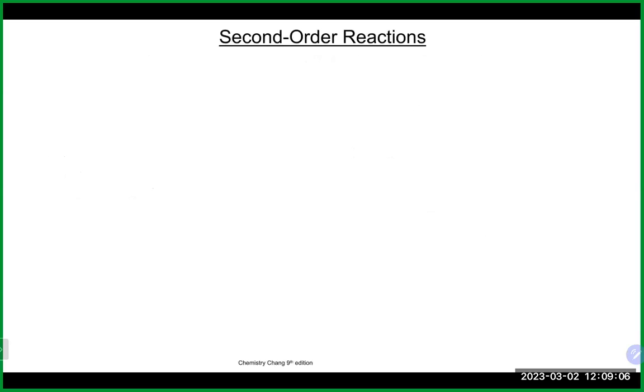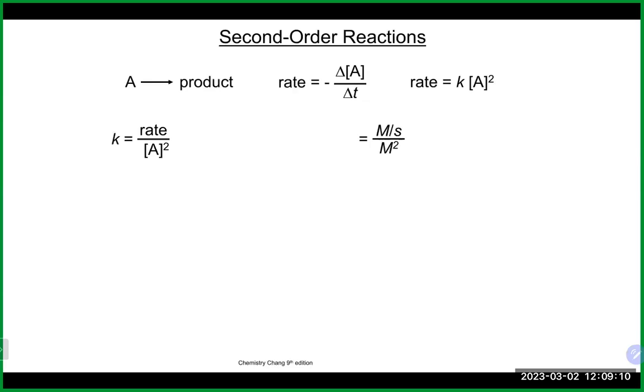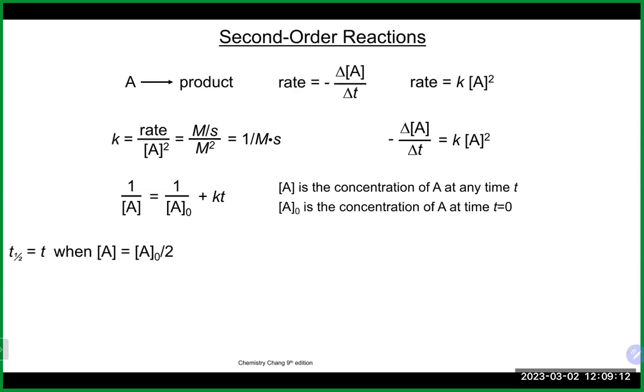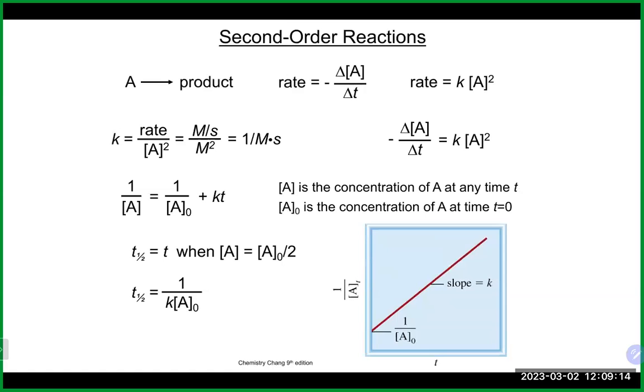So the next common one that we do come across is a second order reaction. And a second order reaction is a little bit different than a first order.